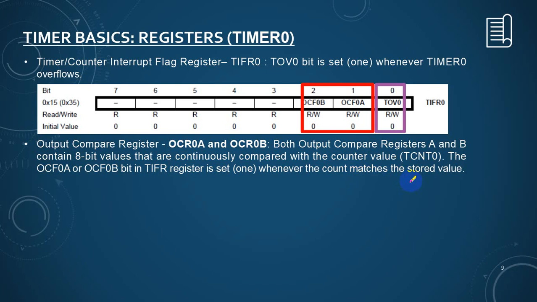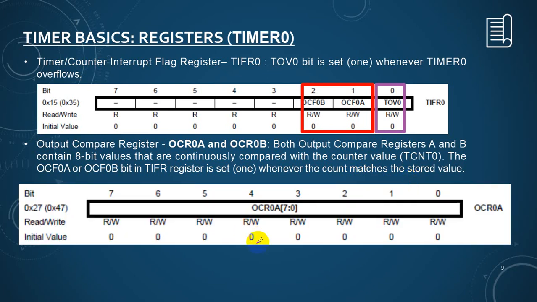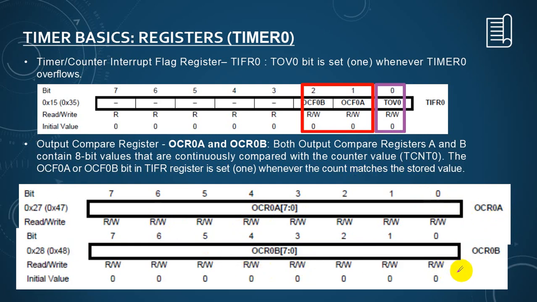There's a mode called clear the timer on compare. It uses these registers. Look at over here. This is output compare register 0A, and I think this is output compare register 0B. So you store a value over here. When your count value matches the stored value, it will reset to 0 and it will set these 2 bits, 1 and 2. These 2 bits are set from that action. That means a count has been made.